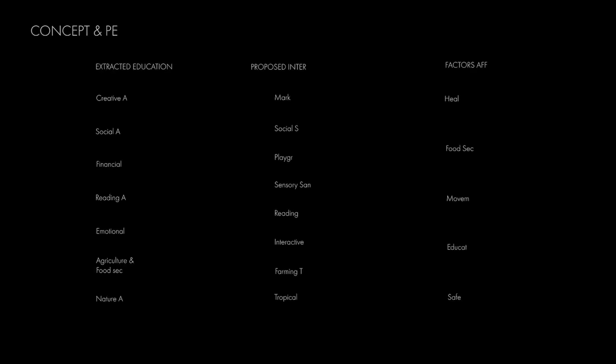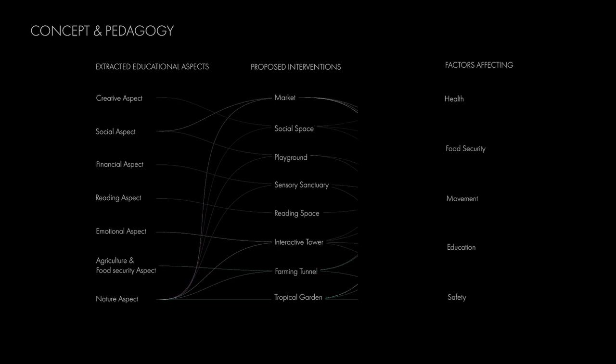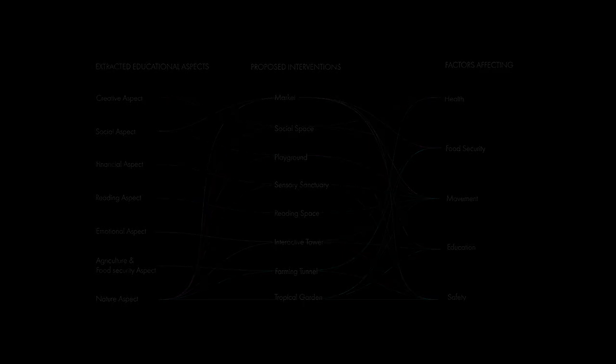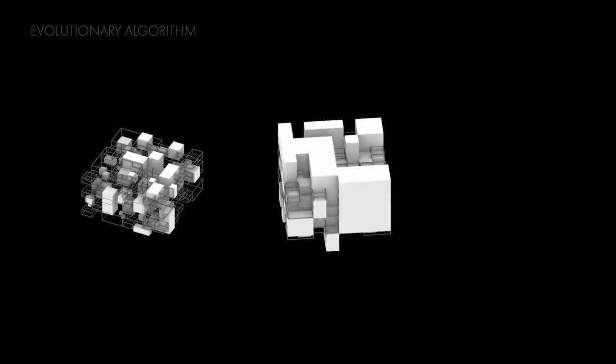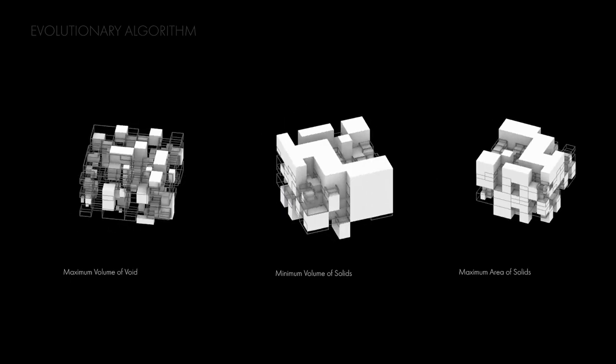Our design tackles essential gaps like creativity, emotional, financial, and social skills with 8 interventions, addressing 5 potential inhibitors to development. Using Forest School principles, we emphasize nature-based, hands-on learning for holistic growth. We created design iterations using an evolutionary algorithm that used the 2 design elements of solids and voids as the base form. The iterations were fed 3 fitness parameters which were essential to creating spaces suitable for our design interventions, and they are max volume of void, minimum volume of solids, and max area of solids.